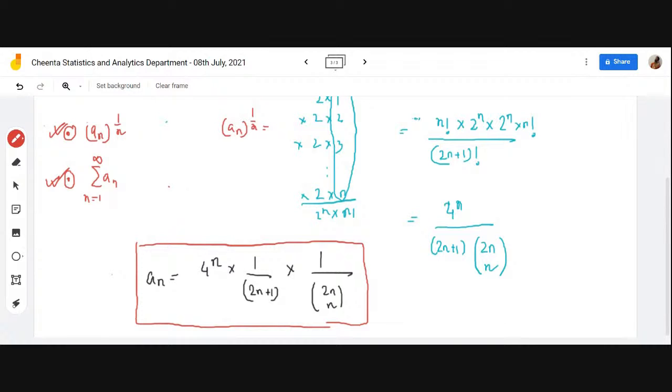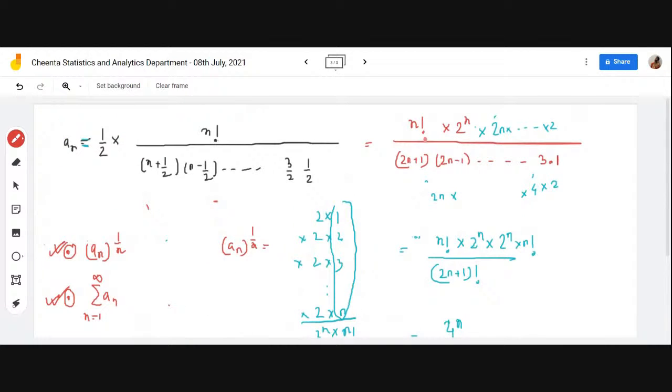The half is remaining. Where did the half go? No, there is a half over here. See, this half. So it was actually 2 to the power n, multiplied by 2 to the power n. So this 2 from below went above. It was 2 to the power n plus 1, and this half was there. It got cancelled to get 2 to the power n. I have mentioned that.